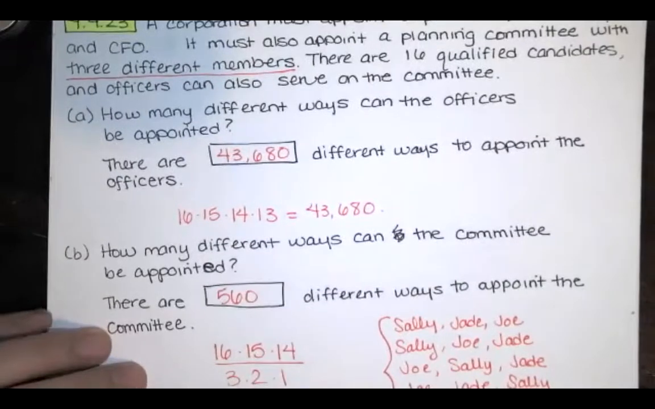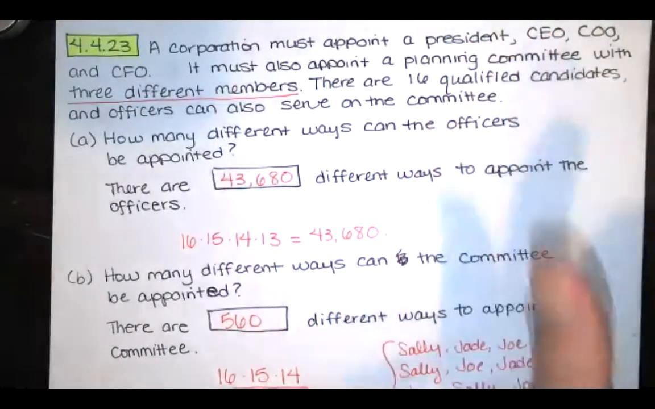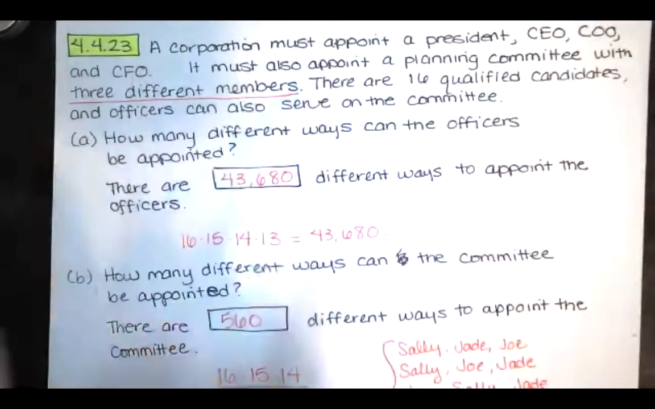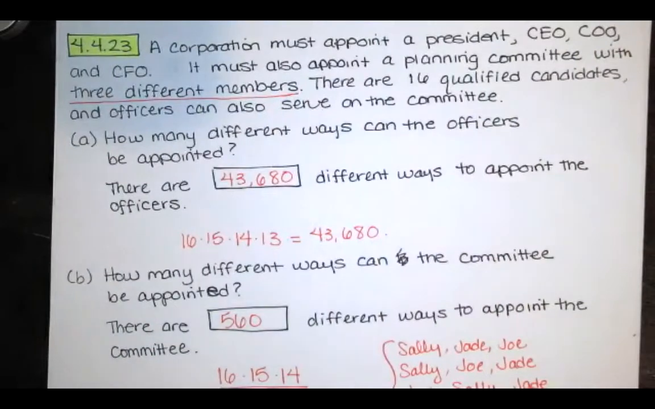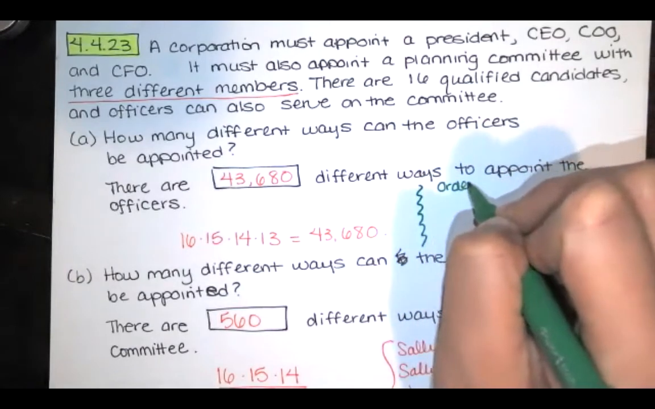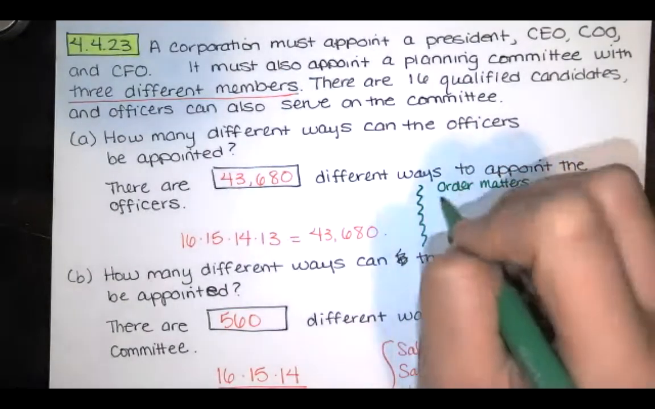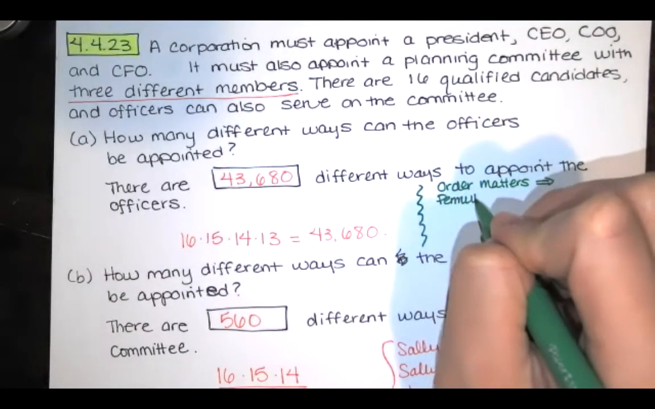Now, when you're talking about the ways that the officers can be appointed, the order matters, because you're going to appoint one of these guys, and then another one, and then another one. Which person is serving in which role is significant. Since order matters, that means we're dealing with a permutation.